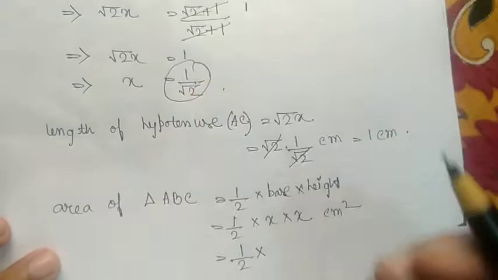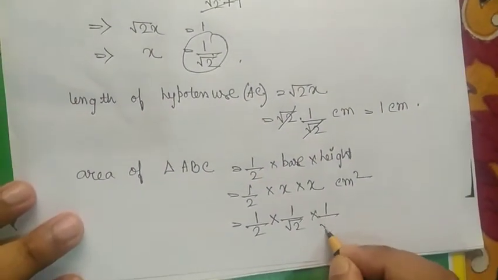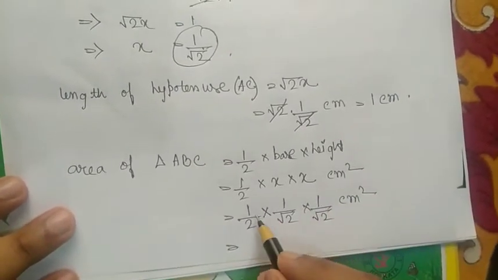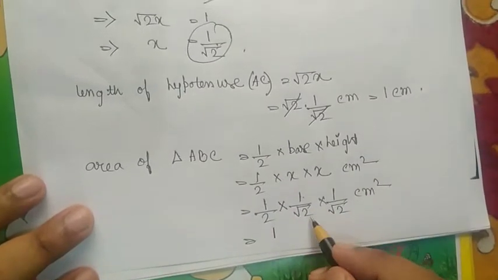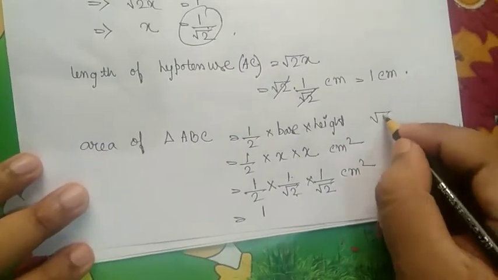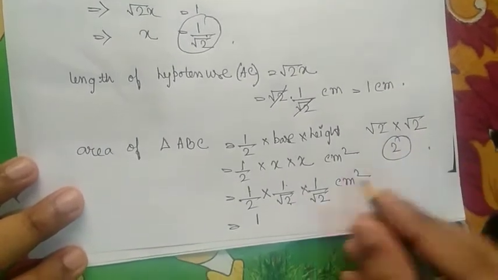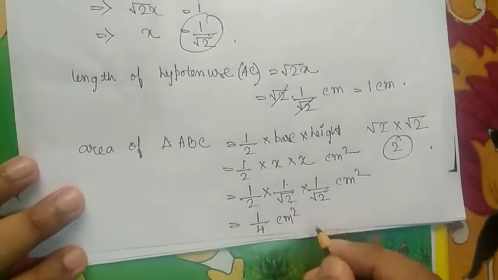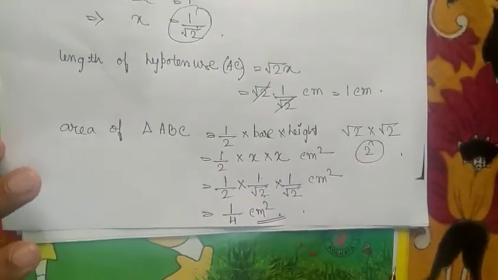Now we put the values, X equal to 1 by root 2. So half into 1 by root 2 into 1 by root 2 centimeter square. In the numerator 1 into 1 into 1, 1, and in the denominator root 2 into root 2. We know that if root 2 is multiplied by root 2, we get 2. So 2 into 2, 4. So 1 by 4 centimeter square. So area of the triangle ABC is 1 by 4 centimeter square.